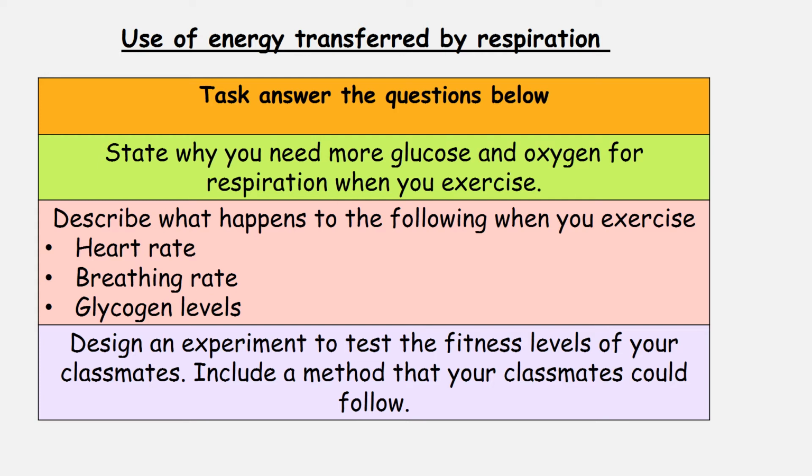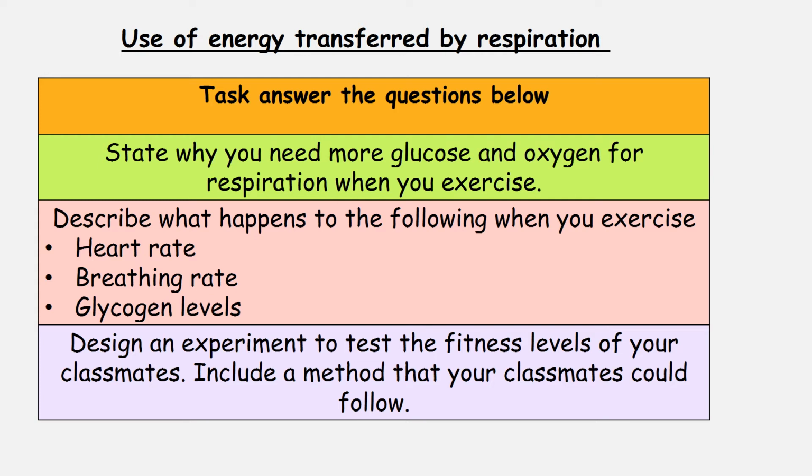The next one is describe what happens to the following when you exercise. So what is it that happens to your heart rate, your breathing rate, and glycogen levels? Now, if you haven't come across glycogen before, it is a molecule that is made up of glucose, and we store it in the body, kind of like how starch is stored in plants.